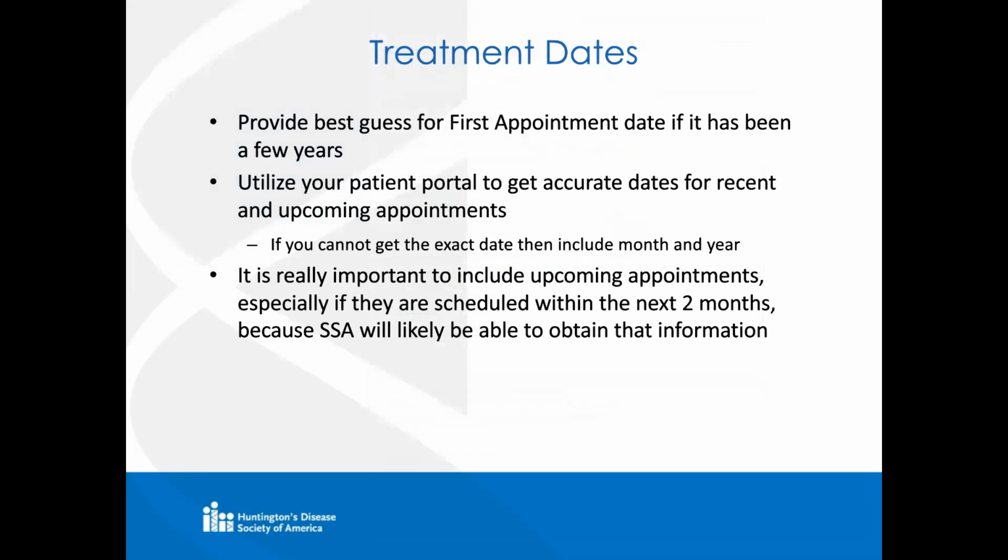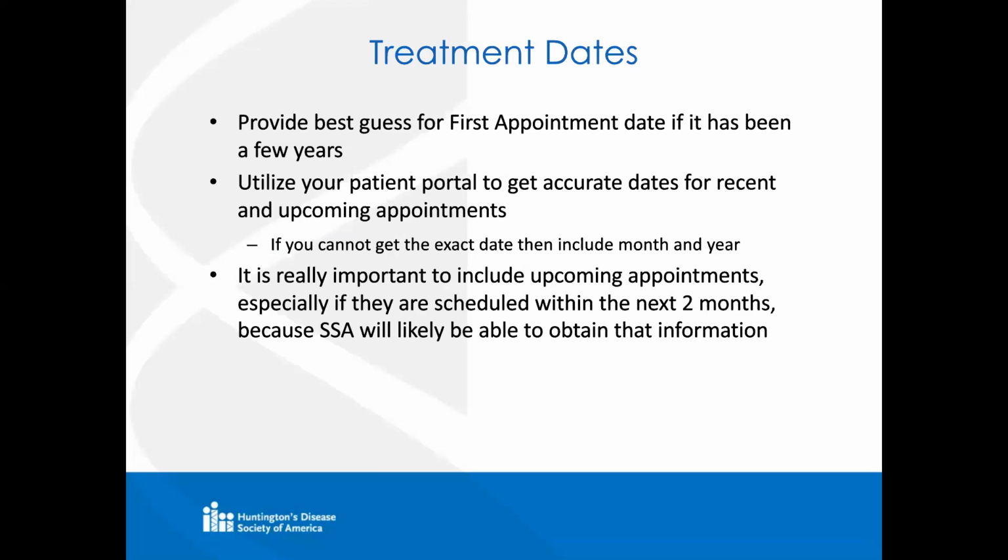Treatment dates are really, really important because this tells Social Security what dates they need to ask for when they collect records. Provide your best guess for the first appointment date if it has been a few years. If you don't remember, month and year is fine. Again, best guess, because Social Security will use that best guess as a starting point to get as many records as possible. Utilize your patient portal to get accurate dates for recent and upcoming appointments. If you cannot get the exact date, then include the month and the year.